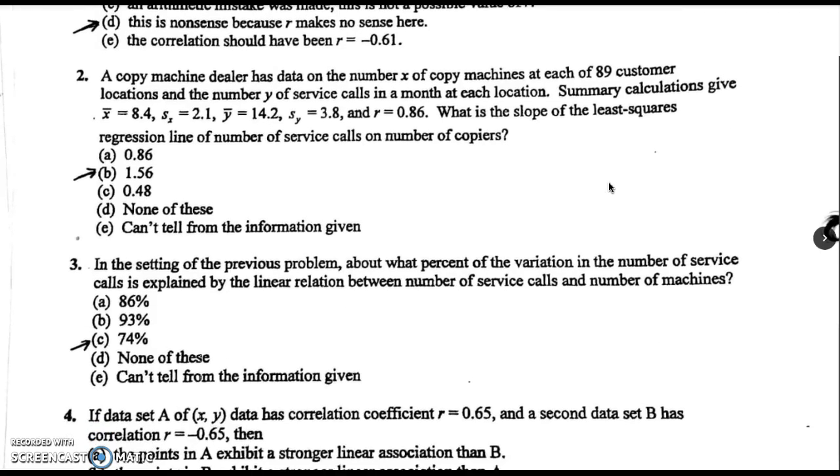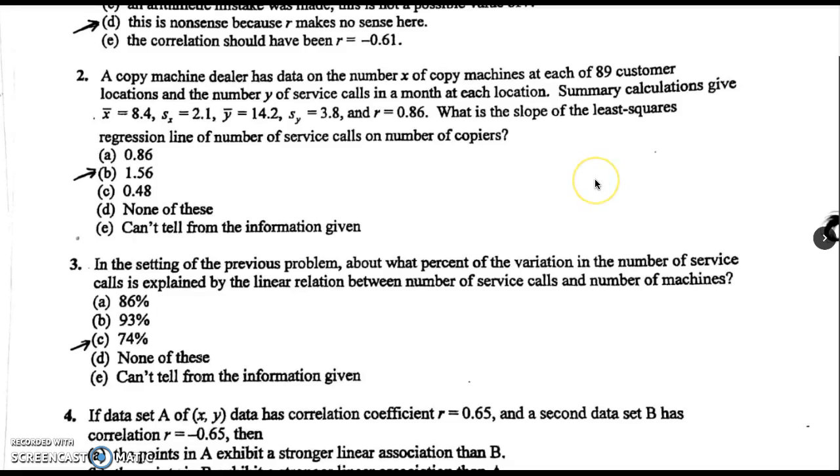Number 2, a copy machine dealer has data on the number x of copy machines at each of 89 customer locations and the number y of service calls in a month at each location. Summary calculations give x bar is 0.84, Sx is 2.1, y bar is 14.2, Sy is 3.8, and r is 0.86. What is the slope of the least squares regression line of number of service calls on number of copiers?